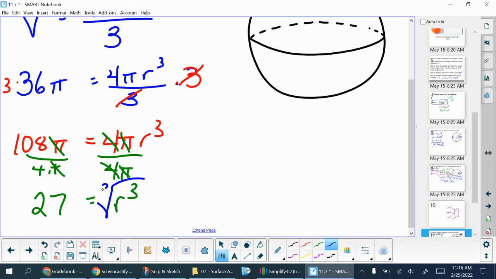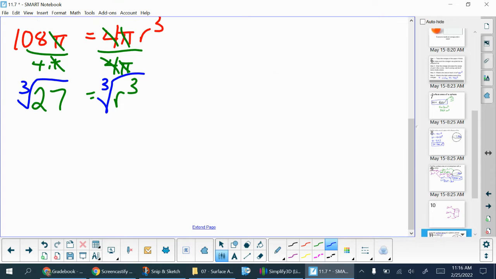Then I'm taking the cube root of r. Cube rooting is just the inverse operation to cubing. It's asking the question, what to the third power is 27? And 3 to the third power is 27. So r is 3.